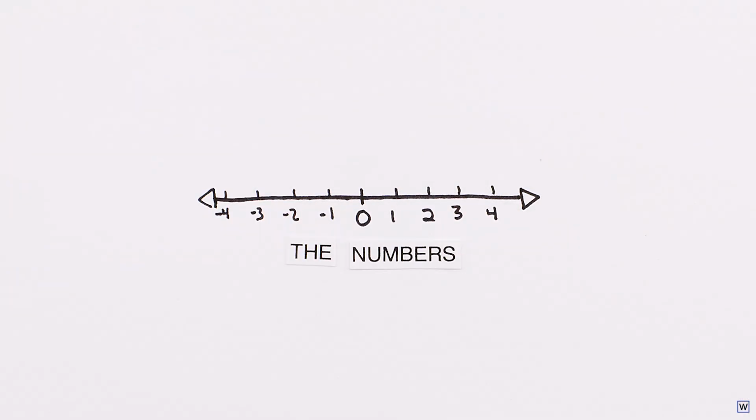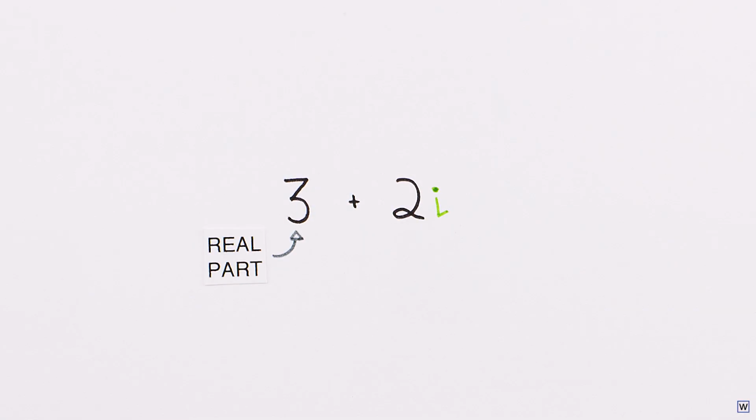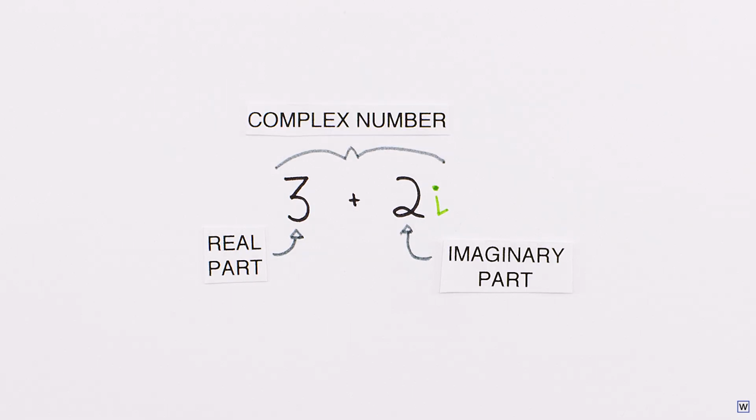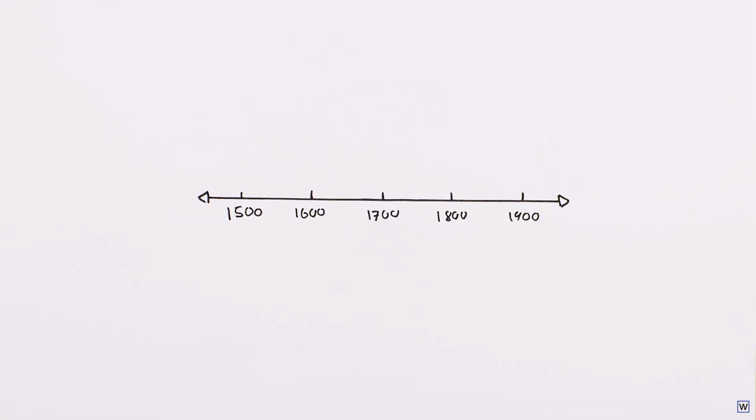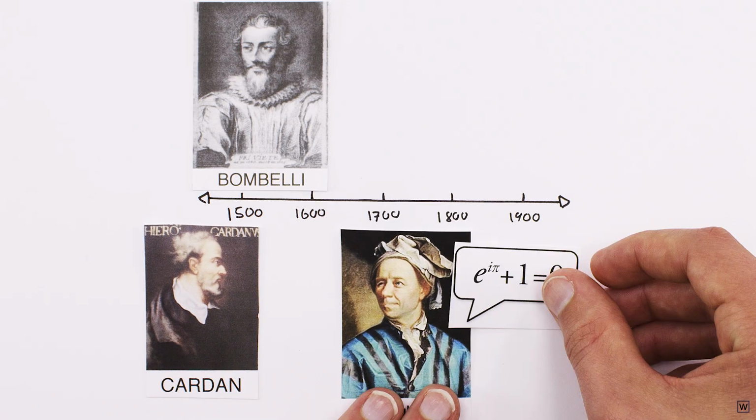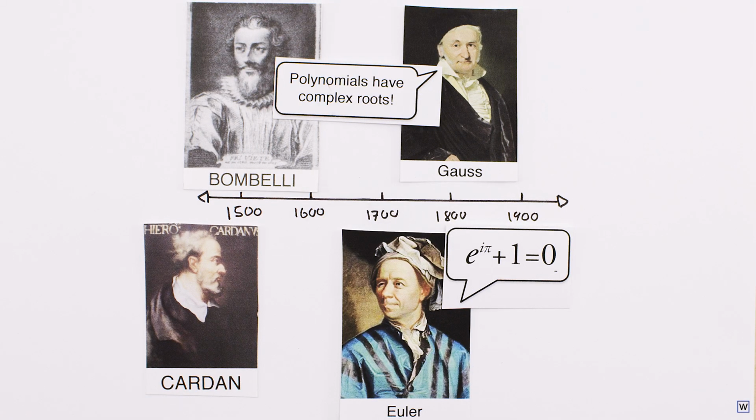In response, everything on the original number line gets the name real. When we put together a real and an imaginary number, we obtain what we today call a complex number. What is remarkable about this time period is that although imaginary and complex numbers were used in calculations and derivations, the deeper meaning behind these numbers was left undiscovered for over 200 years after Bombelli's death.